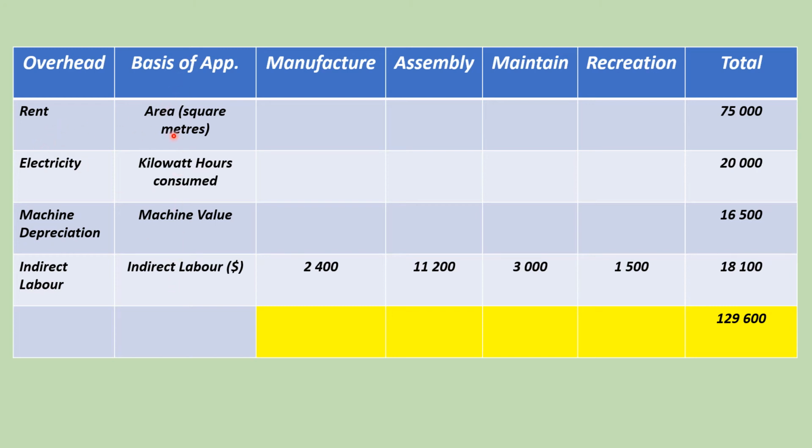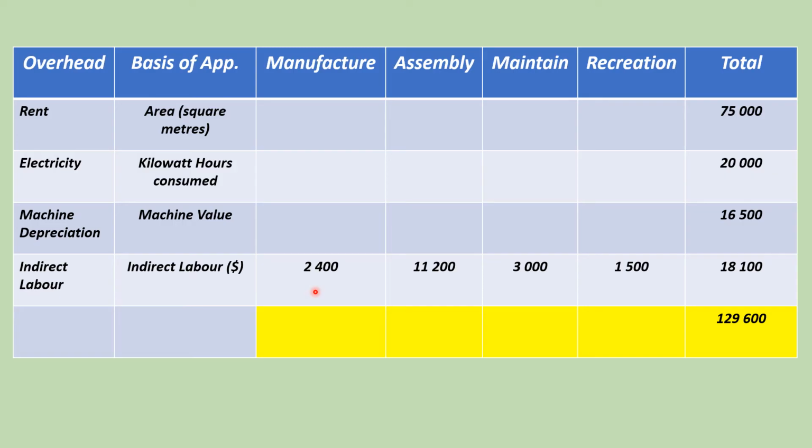Rent, I took square meters. There must be some relation between the overhead and the basis of apportionment. Rent is normally, you pay more rent the greater the size of your department. Electricity, kilowatt hours consumed. Machine depreciation, machine value. Direct labor, indirect labor, the indirect labor dollars.